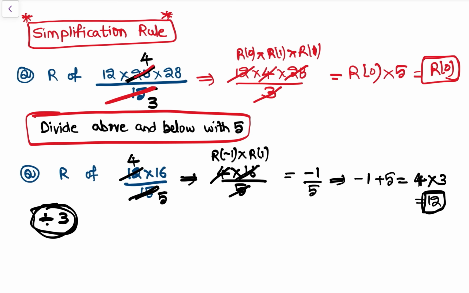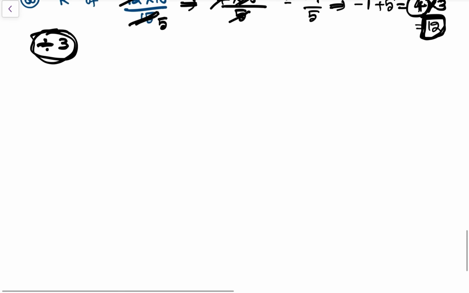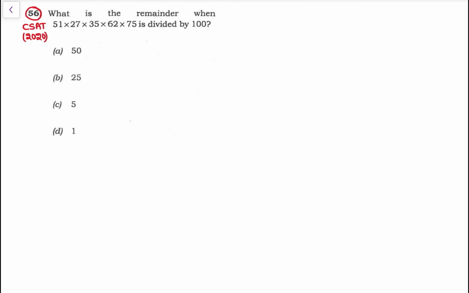So सिंप्लीफिकेशन रूल में one thing we need to, जो नंबर से डिवाइड किया above and below उसको towards the end we need to multiply. So इधर 3 से डिवाइड किया, so 4 आया रिमाइंडर, that is not the final remainder, उसको 3 से मल्टीप्लाई करेंगे, so the 12 is the final remainder here. लेट्स डू क्वेश्चंस, you will get more clarity. See, this is a question asked in CSAT paper 2020.